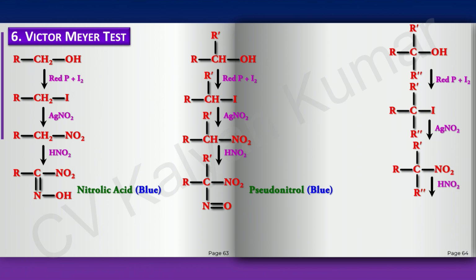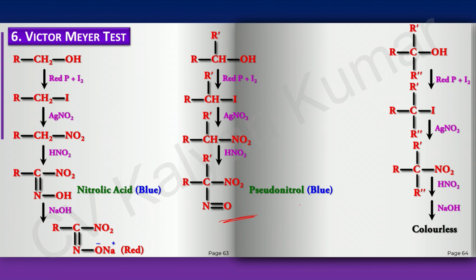Now out of the two blues, if I were to add NaOH to both, in the first I'll get this, which is a red color. That is because this has an acidic H. Can you see it doesn't have any acidic H here? So NaOH simply will not react. So this will also be colorless. So blue, adding NaOH, nothing will happen. It will remain blue. This was already identified. But blue turning to red on adding NaOH confirms primary alcohol.